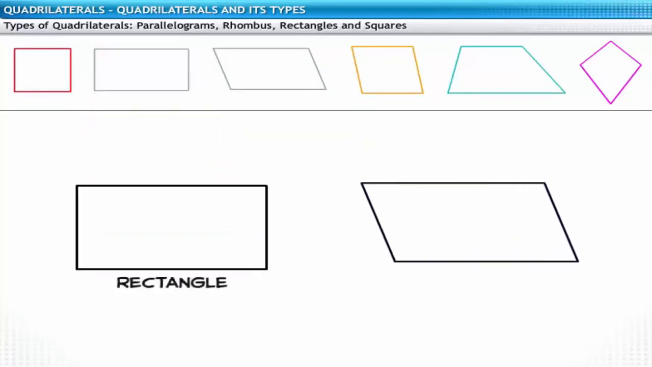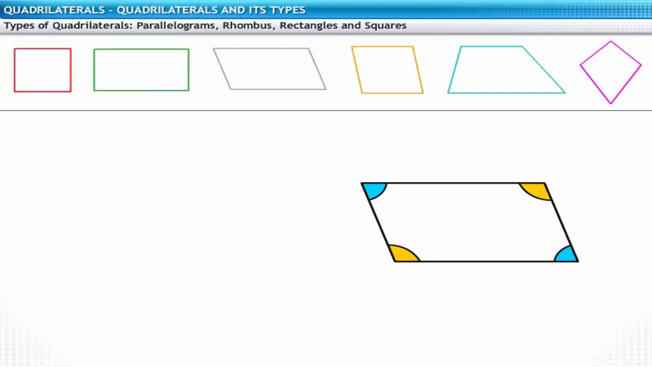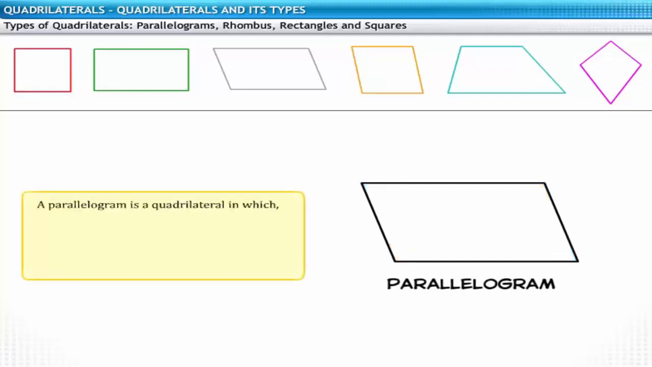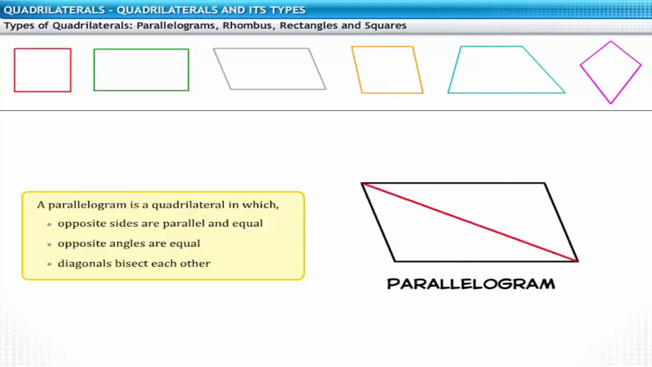Next, let's consider the third quadrilateral. If we compare it with the rectangle, we see that it is different from the rectangle in terms of the measure of its angles. Its angles are not right angles. However, the opposite angles are equal. Such a quadrilateral is called a parallelogram. Let's define it. A parallelogram is a quadrilateral in which opposite sides are parallel and equal in length. Opposite angles are equal. Diagonals bisect each other.